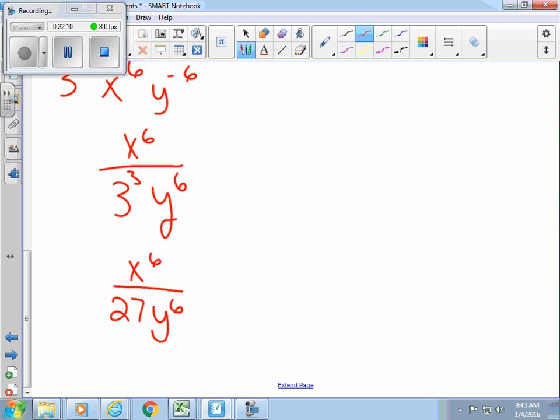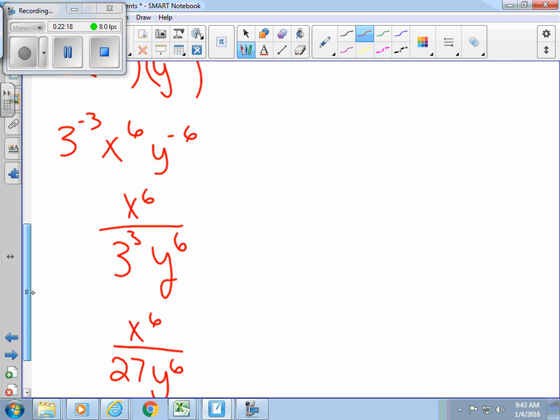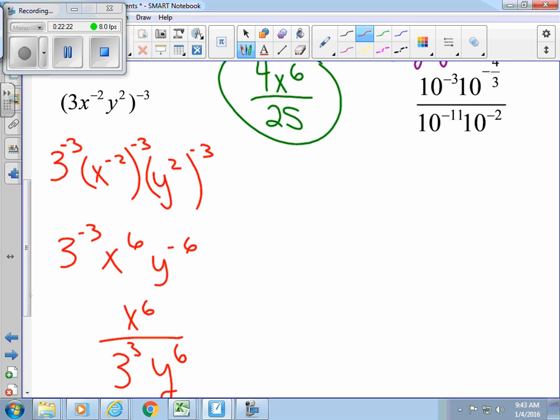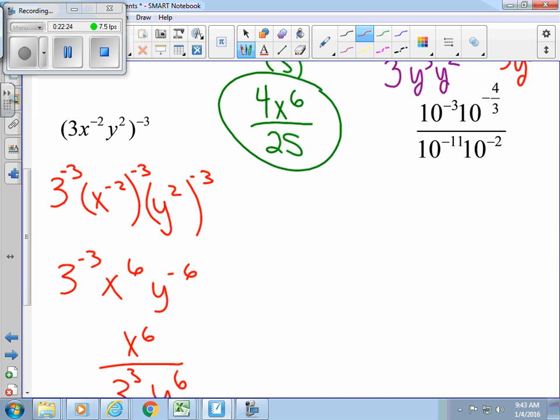If you type 3 to the negative third in your calculator, it would give you a decimal that's equivalent to 1/27. This one is all numbers. Let's see how it plays out.